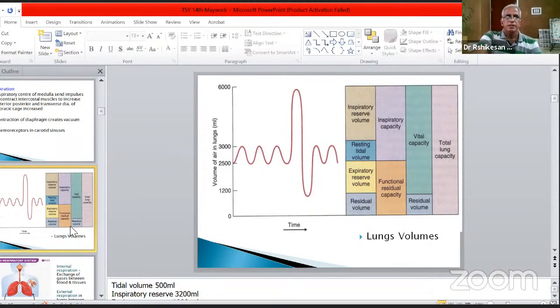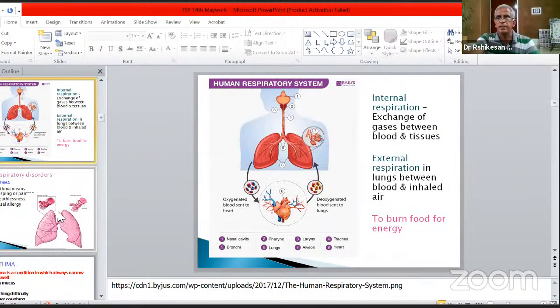Okay. So we should have a rough idea of the lung volumes, so that we know what is normal and what happens in the case of a disorder in the respiratory system. You can ask any questions related to this at any time, so that we are clear and go step by step.